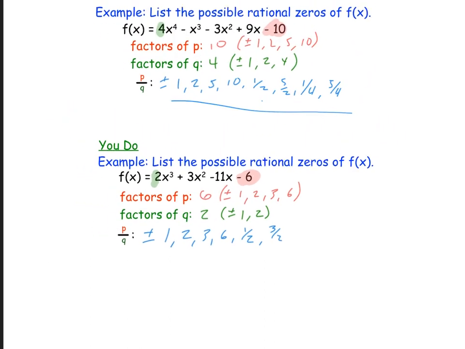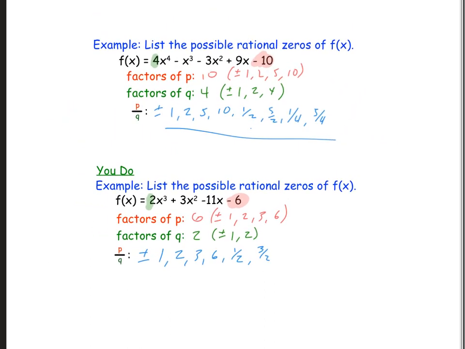Okay, so that is finding the possible rational zeros. That's how we generate that list. And here next, we're going to figure out what to do with that list. So that's always going to be the first step of our problems from now on. Find that list of possible answers.